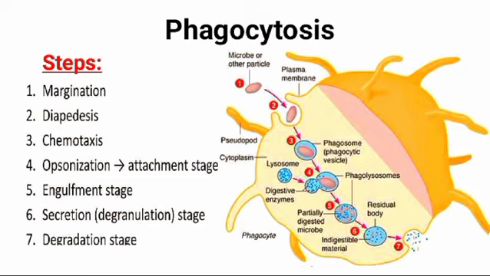There are 7 steps followed in the phagocytosis process. Number 1, margination. Number 2, diapedesis. Number 3, chemotaxis. Number 4, opsonization. Number 5, engulfment stage. Number 6, degranulation stage. And number 7, degradation stage.